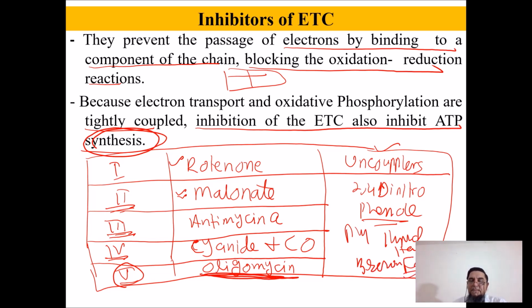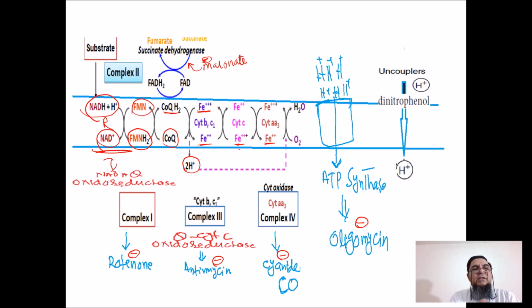Let me explain this to you in this way. This is complex 1. NADH will give 2 hydrogens to FMN. FMN is reduced, NADH is oxidized to NAD. Then FMNH2 will give 2 hydrogens to coenzyme Q, which was oxidized and will now be reduced.